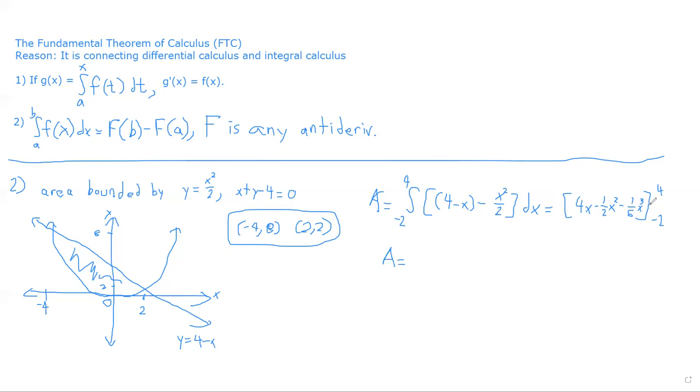We don't have to include C when you're doing the second part of the fundamental theorem of calculus, because it could be any antiderivative. So let's just set C equals 0. So capital F of 2 minus capital F of negative 4.